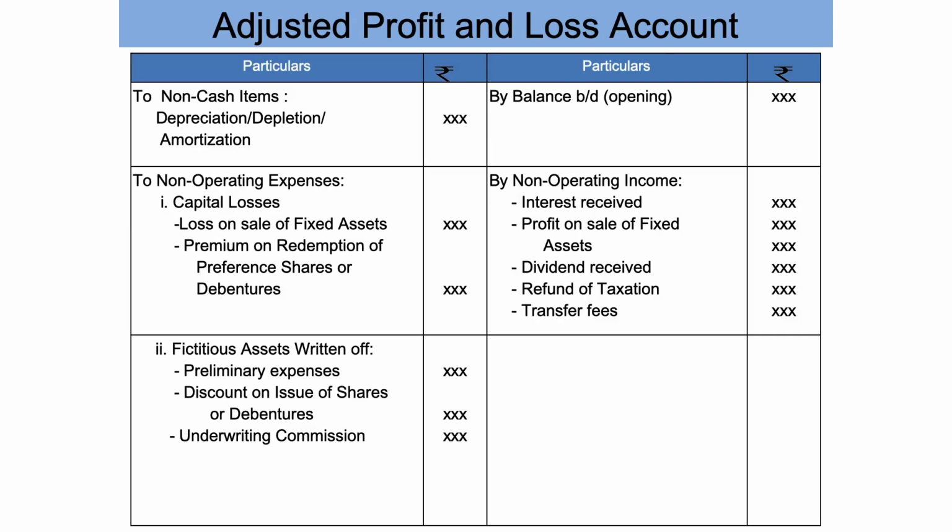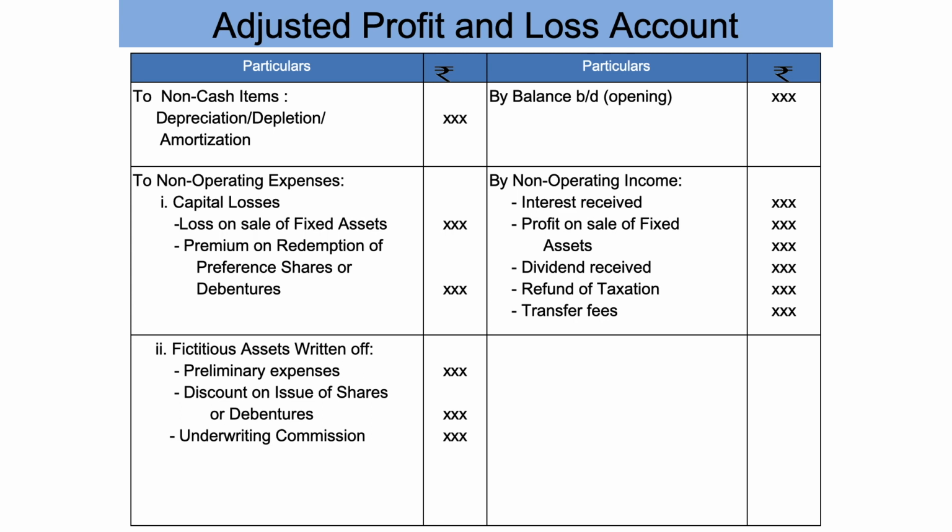Adjusted profit and loss account is like our normal profit and loss account. Expenses in the debit side, income in the credit side, but only non-cash item and non-operating items will be considered for calculation. If opening balance of profit is given, that should be posted in the credit side. If closing balance of profit is given, that should be recorded in the debit side.